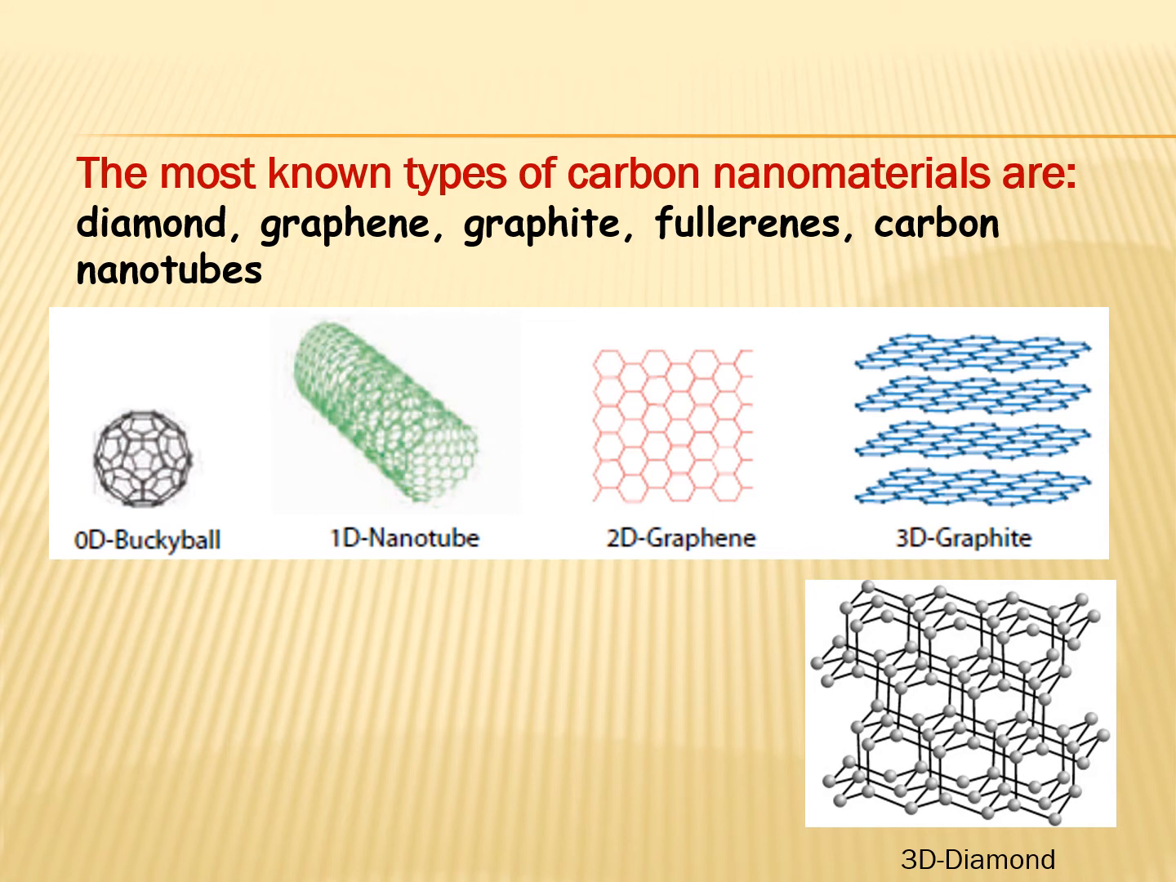The most well-known types of carbon nanomaterials are diamond, graphene, graphite, and fullerenes. We can also divide them based on their dimensions. Zero dimension is fullerene, buckyball, a hollow sphere. One dimension is carbon nanotube, a rod. Two dimension is a graphene layer. Three dimensions are graphite and diamond.